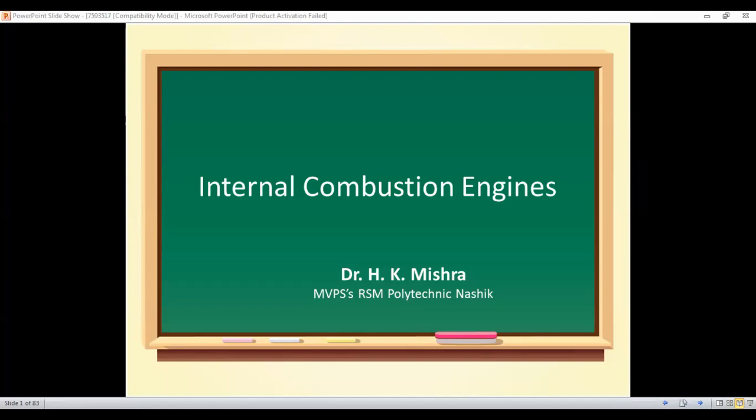So what is the IC engine? It means internal combustion engine. Why do we call it internal combustion? Because the combustion is done inside a chamber. That's why we call it internal combustion. The combustion is done inside the engine.